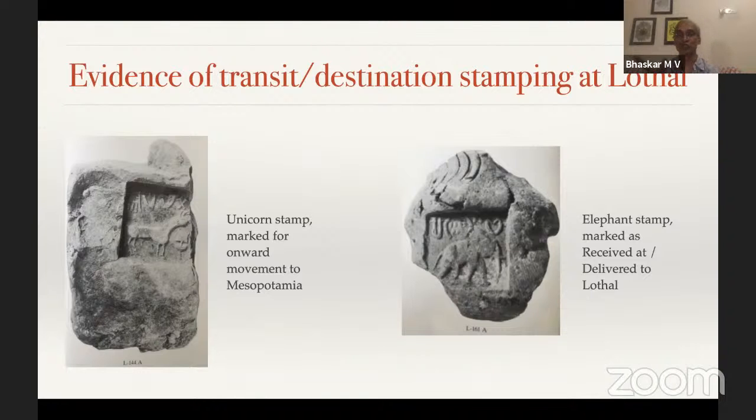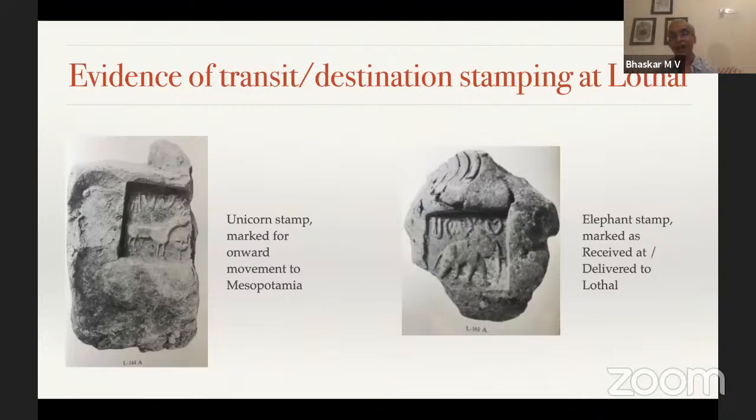And from those, I picked these two examples, and all the 70 are available in the corpus of Indus inscriptions and seals presented in the 3-volume corpus by Parpola and his team. I just picked these two alone to illustrate. On the left, you have the unicorn stamp that is left on the clay, and on the right, you have the elephant stamp that's left on the clay.